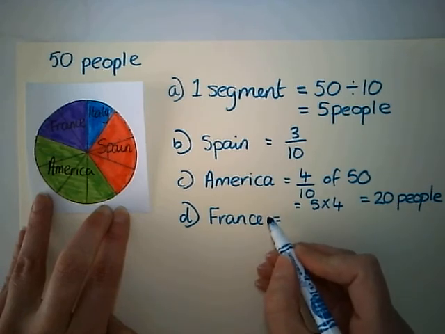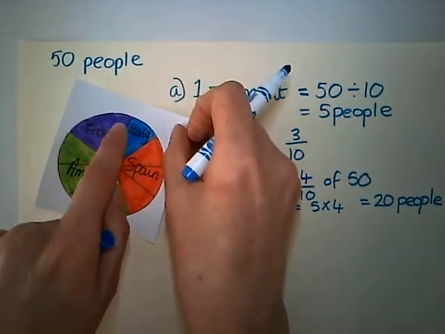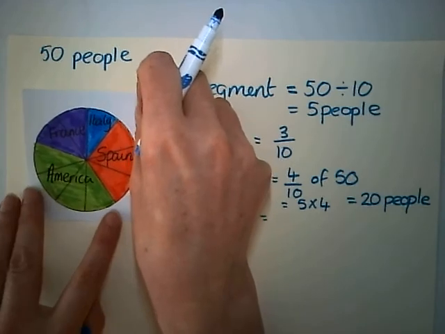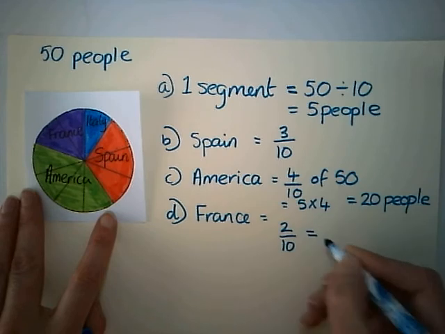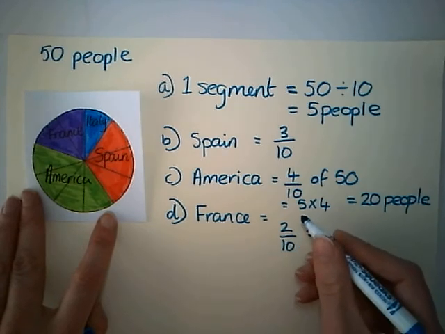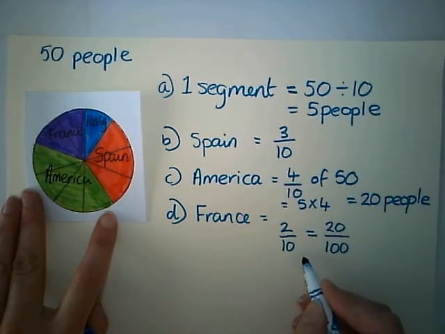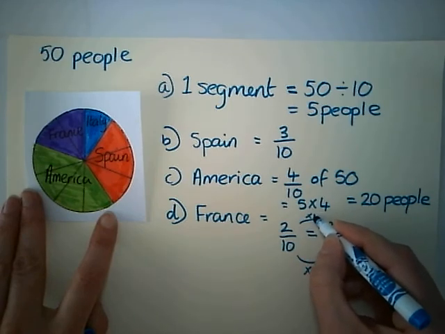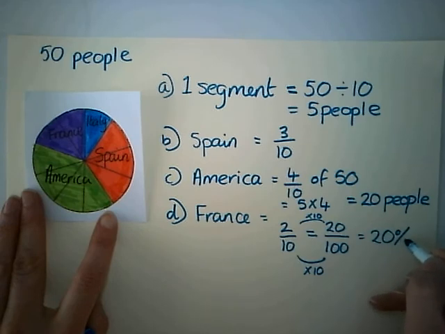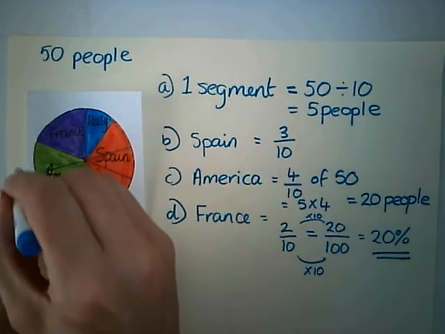For France, I asked what percentage chose France. It's hard to see in my diagram here, but France is the purple section and there's 2 parts to it there. Okay, so France is 2/10, but we're asked the percent of people. So 2/10 is equivalent to 20 over 100. You just multiply both parts by 10 to convert it into a percentage. So that represents 20%.